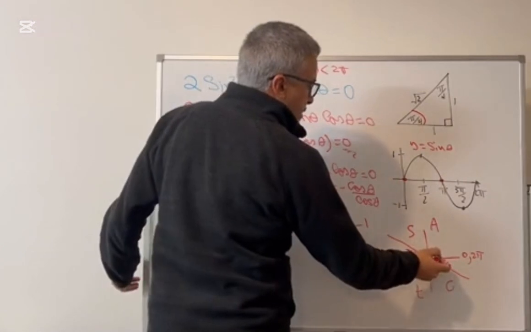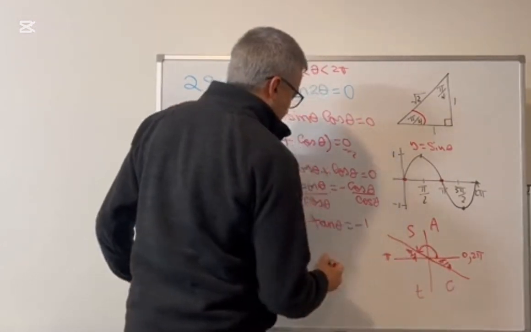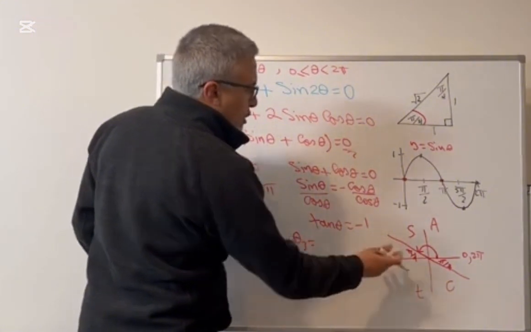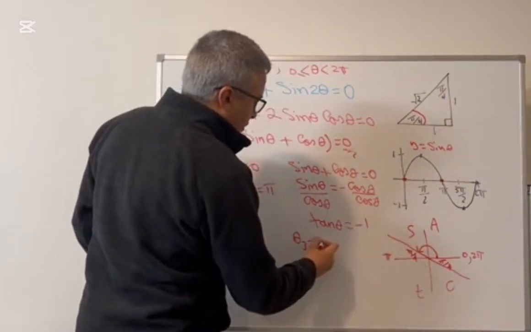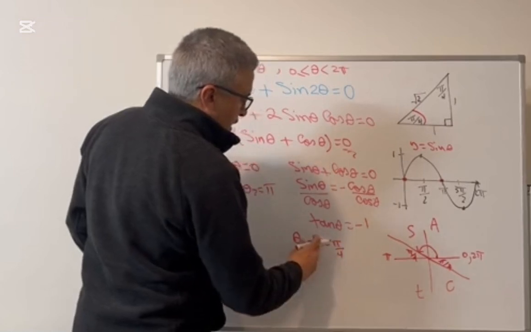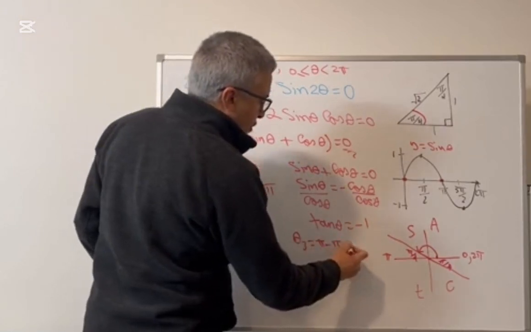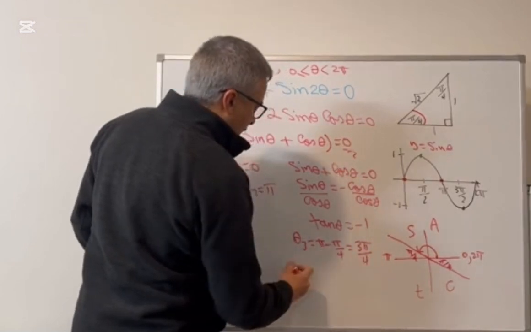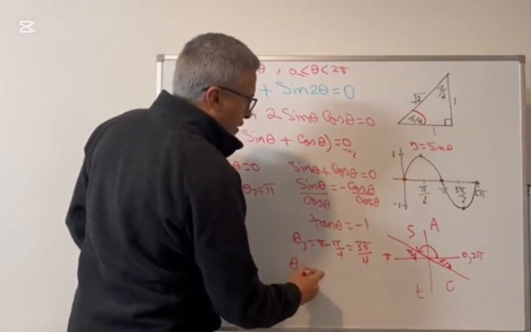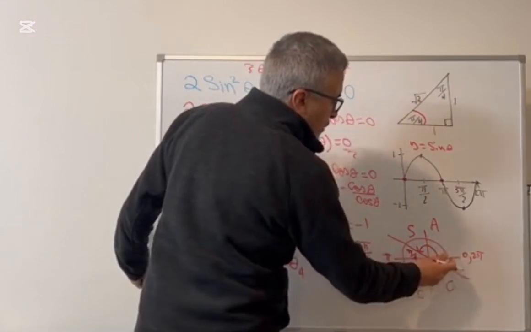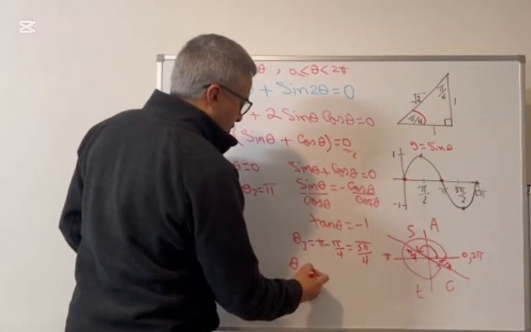And we measure angles from the 0. So this first angle here, so theta 3 if we want to call it, theta 3, we'll go all the way to pi and take away pi over 4. Pi minus pi over 4. So consider this as 4 pi over 4 minus pi over 4, common denominator, 3 pi over 4. And theta 4, and the last angle, is this one right here. And this one, go all the way to 2 pi and take away the pi over 4, the reference angle.